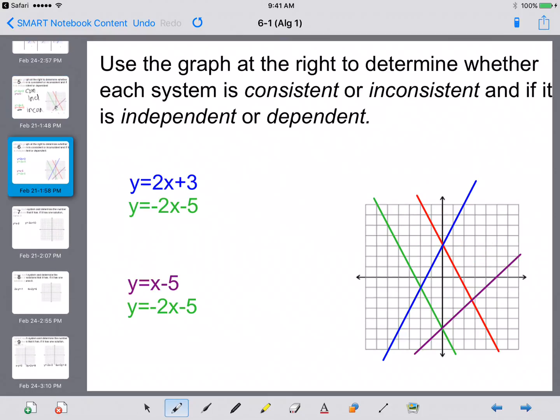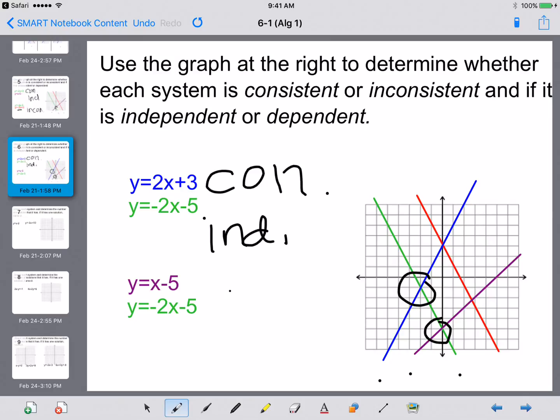I want you to pause here and try to do these ones on your own and then compare with my examples. And you can always refer back to the chart that I have posted earlier, and you can make that on your own as well. So our blue line and our green line here cross at one place, so consistent and independent. Our purple line and our green line cross in exactly one place, so once again, consistent and independent.